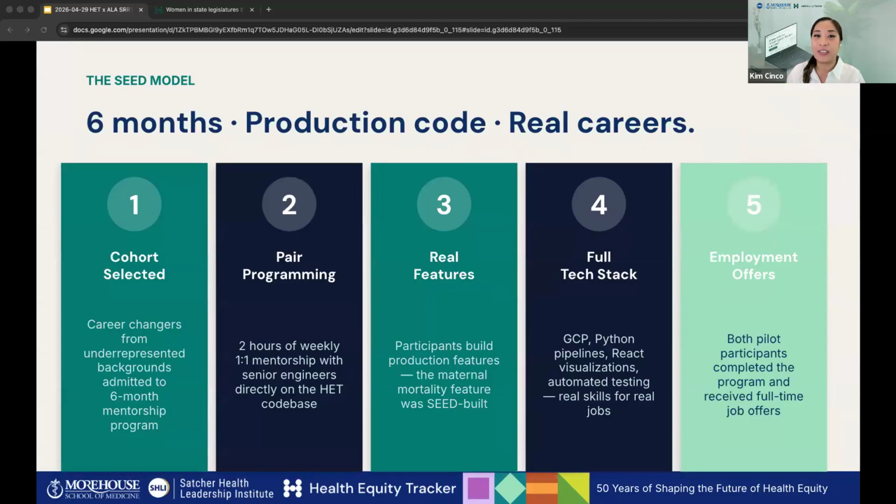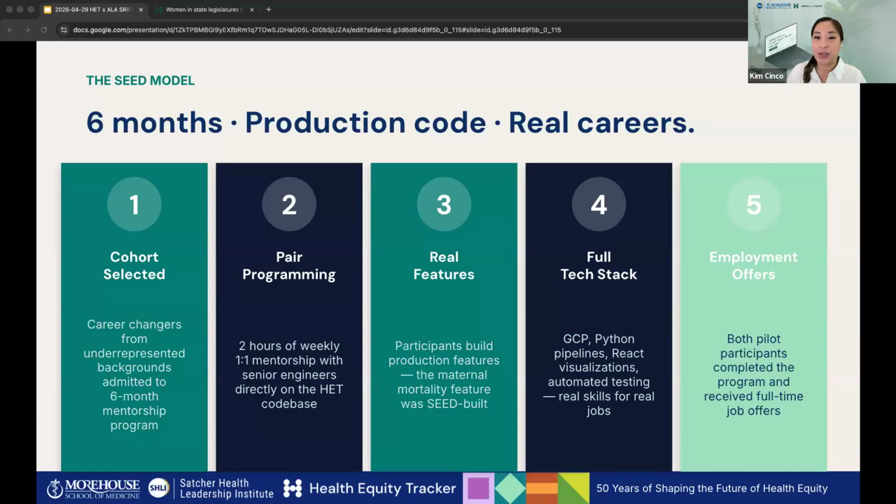SEED stands for Software Engineering and Educational Development. It's a 6-month mentorship program that takes career changers from underrepresented backgrounds and trains them as production-grade software engineers by having them actually build the health equity tracker. So not just practice projects, not tutorials, real features that serve real users.